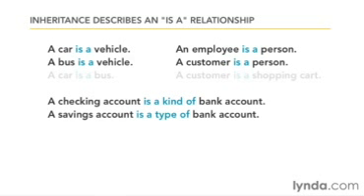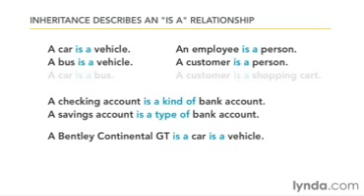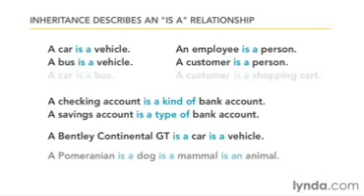We know that we can have multiple levels of this. A Bentley Continental is a car, which is a vehicle. A Pomeranian is a dog, which is a mammal, which is an animal. And inheritance is taking this idea, this form of abstraction that we do naturally in thought and language, and it's bringing it into programming. It's to allow us to identify that there might be some shared attributes and behaviors between our objects, and if we think about it, we can save some time and not reinvent the wheel.